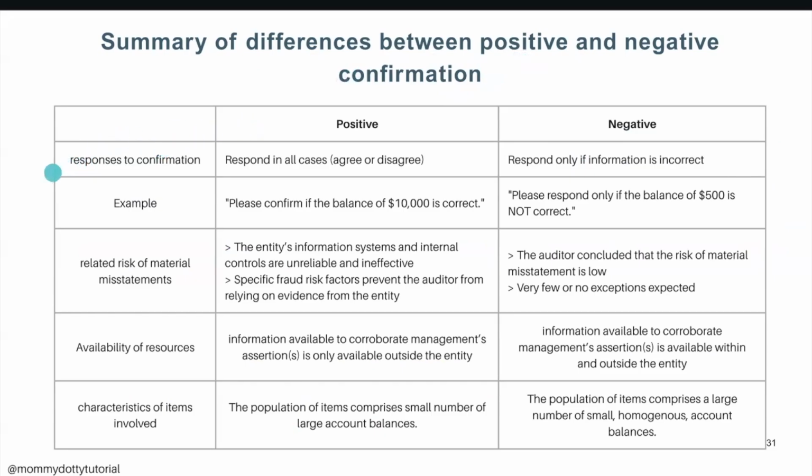Okay, so responses: positive, agree or disagree, they have to respond. Negative, respond only if the information is incorrect. There's an example in the related risk of material misstatement. So for positive, the entity's information systems and internal controls are unreliable. So this is what I'm saying, unreliable. This one, unreliable and ineffective. Okay, concluded from the word. For the negative one, material misstatement is low. Okay.